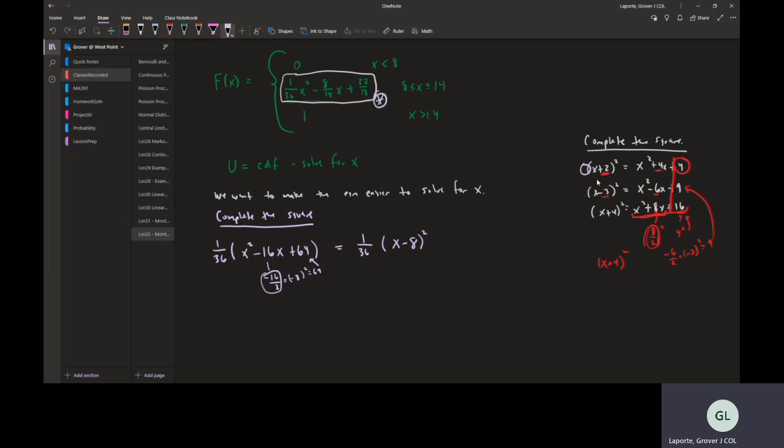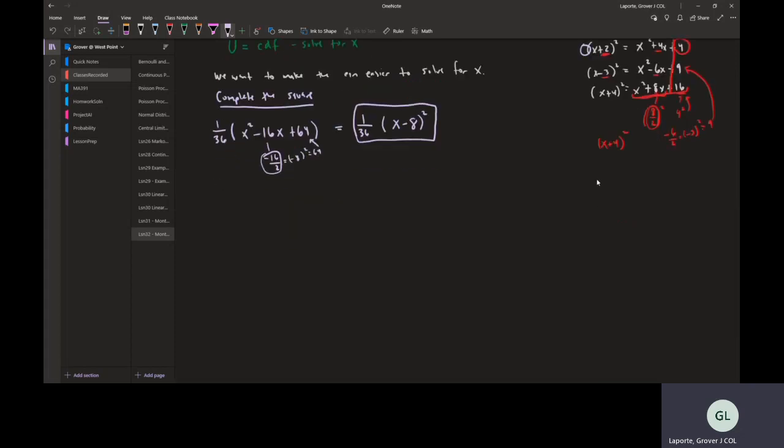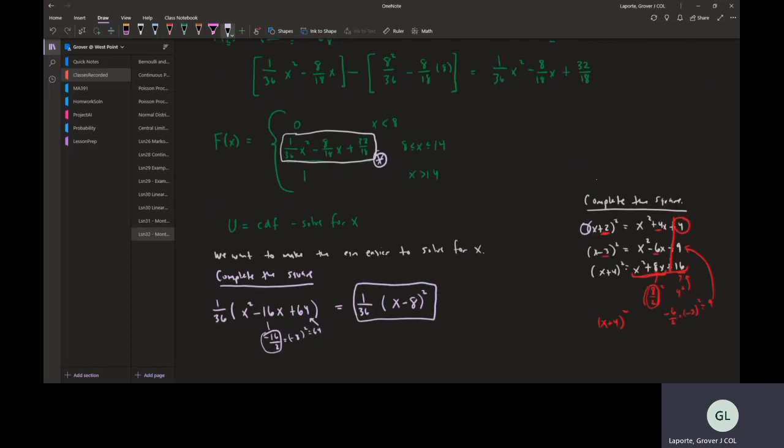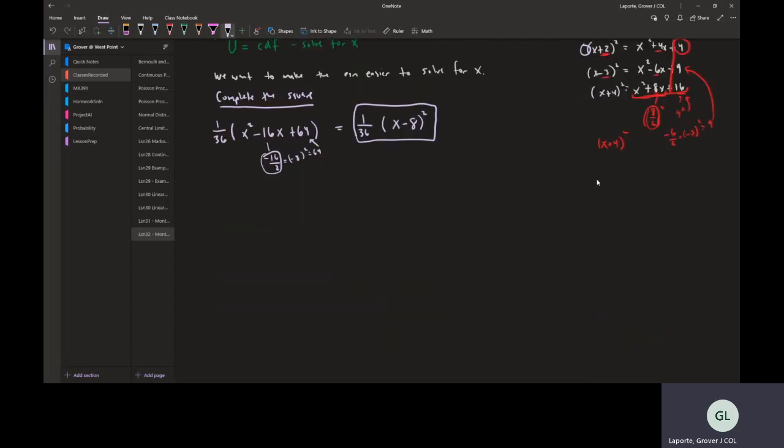And that is equivalent to what we have right there. So that's a little nicer, at least I think it is, and it's going to be a little easier to invert the CDF. So let's go ahead and invert it. All we do is take that thing and set it equal to u. So when x is between 8 and 14, we're going to let u be between 0 and 1. So u would be equal to 1 over 36 times x minus 8 squared.